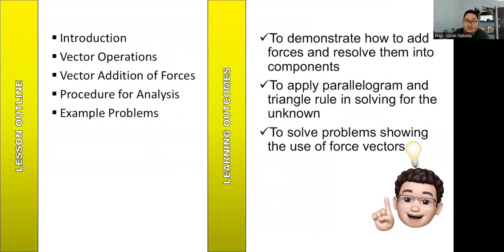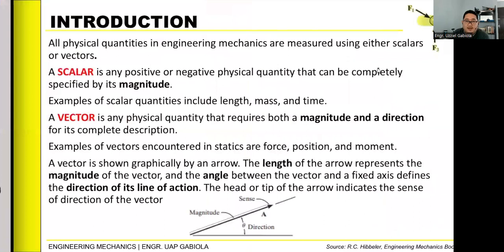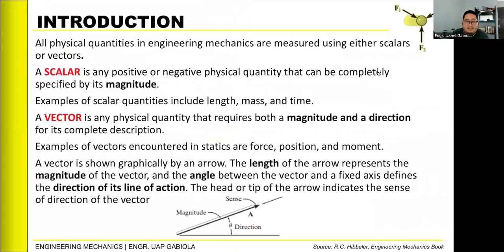Okay, so at the end of this module, I hope you'll be able to demonstrate how to add forces and resolve them into components. Also to apply yung parallelogram and triangle rule na i-discuss natin later on. And then of course, to solve problems showing the use of force vector and applying these laws dun sa mga example problems natin. Alright, so to start, let's first have our introduction and define yung physical quantities that we will observe in engineering mechanics.